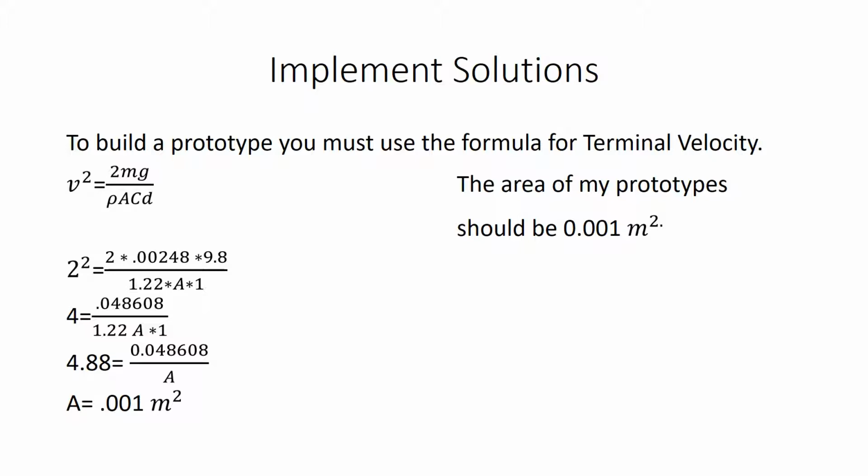I went on the internet and looked up the density of air, and I found a value of 1.22 kilograms per cubic meter. I do not know the area, and I'm just going to put in a value of 1 for coefficient of drag, just so I can find some areas to test. So by this, the next step is I solved this, and I found that the area of my prototype should be 0.001 meters squared.